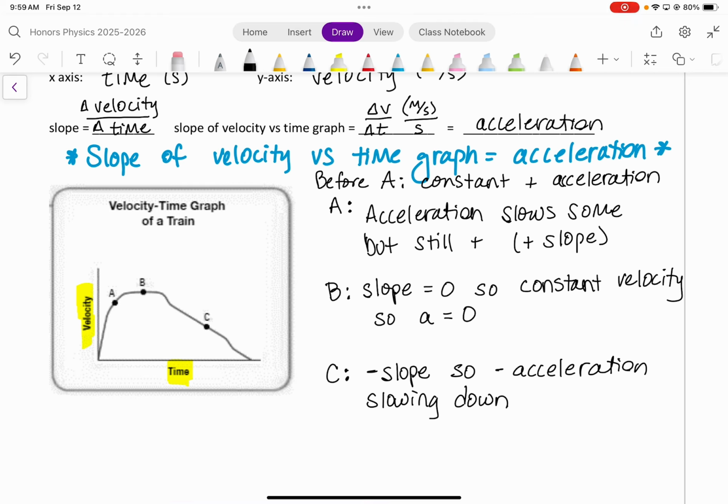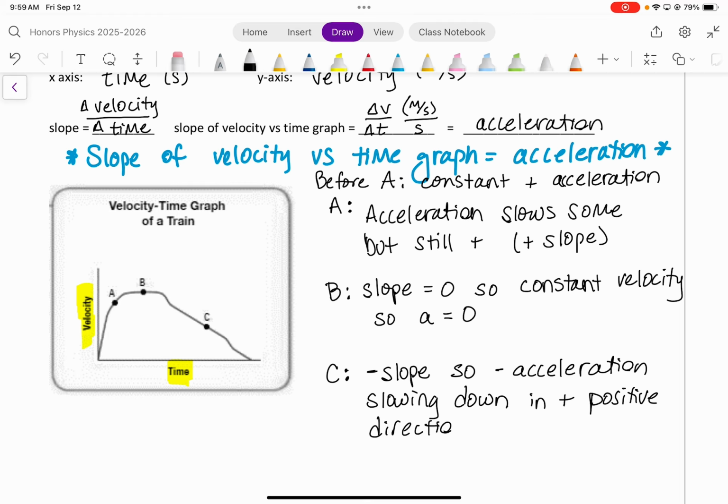Now, here's a trick question. What direction is it slowing down? Going in the same direction the whole time. And what direction is that going to be? Right. Yeah, so we're going to say it's slowing down in the positive direction.